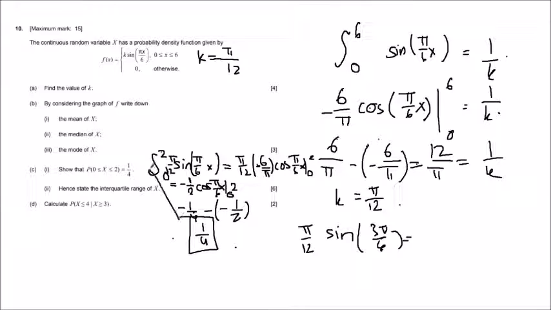Really, really easy. State the interquartile range. We could do the same for 4 to 6, since sine x is symmetrical along that line, so the interquartile range of x, IQR, is 2 to 4. And calculate x is smaller than or equal to 4.